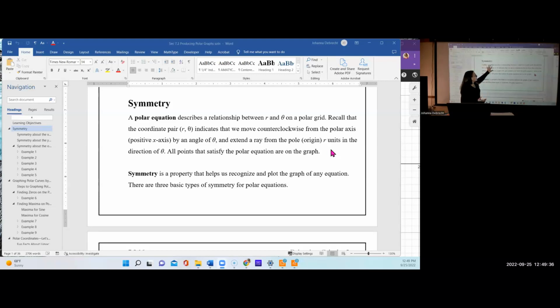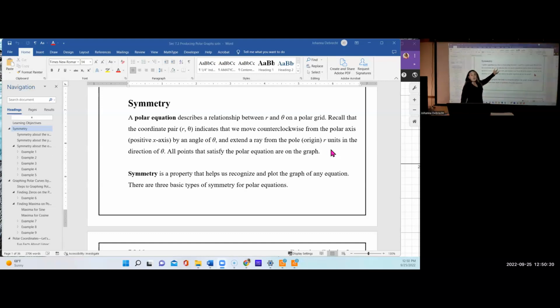So remember, a polar equation describes a relationship between r and theta on a polar grid, where the polar grid looks like a series of concentric circles, where the center is called the pole and corresponds to the origin on the XY rectangular coordinate system. r is a measure from the pole, or the origin, out to a point as if measured along the radius of a circle. Theta, on the other hand, is measured counterclockwise from the polar axis, which is the positive x-axis. If we go clockwise, then theta would be negative.